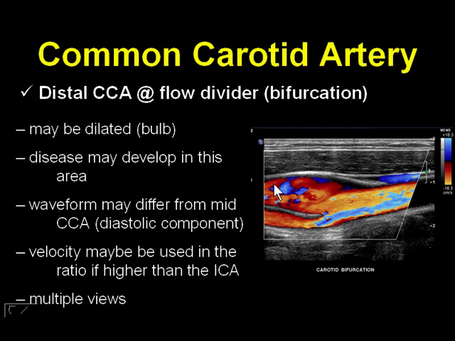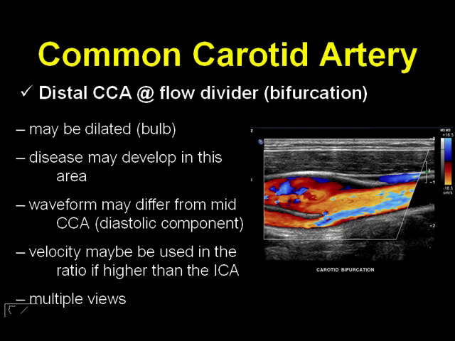The next stop then would be the distal common carotid artery, and what we like to refer to as the flow divider or the bifurcation. And I know some people may call this the bulb, but keep in mind that the bulb could have involved any portion of the common carotid artery system, including the internal and the external carotid arteries, or it may not involve any portion of the carotid system at all.